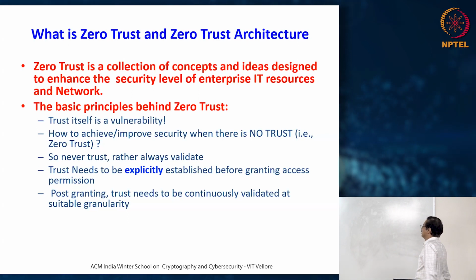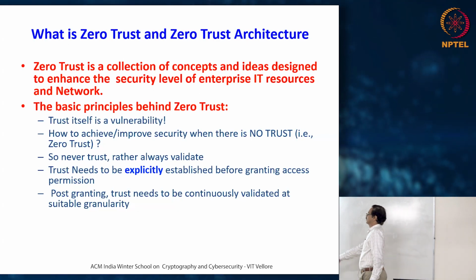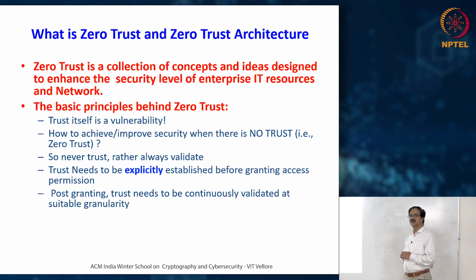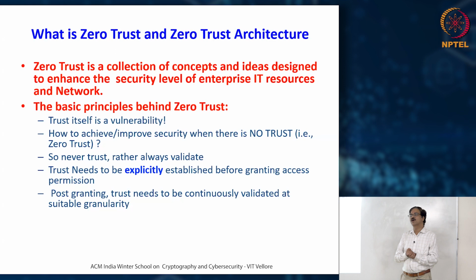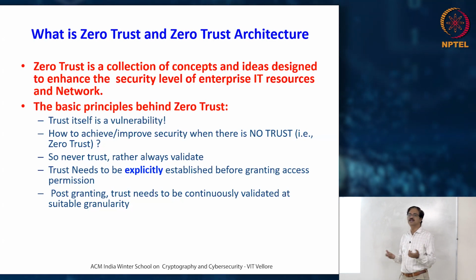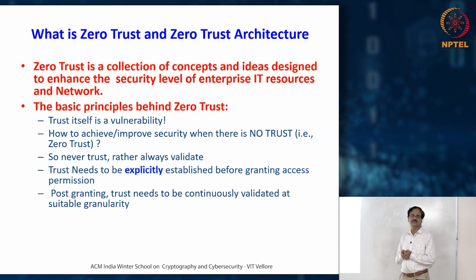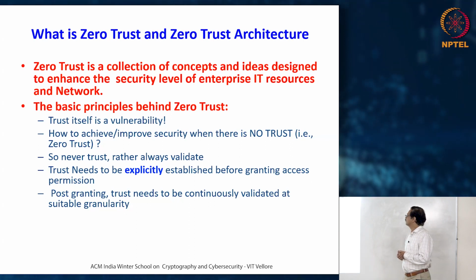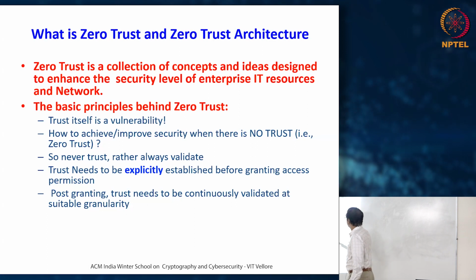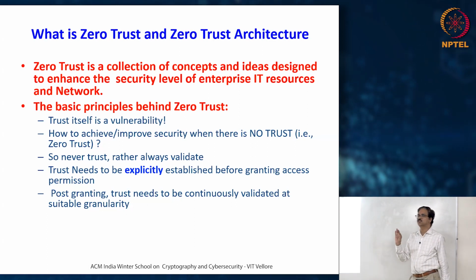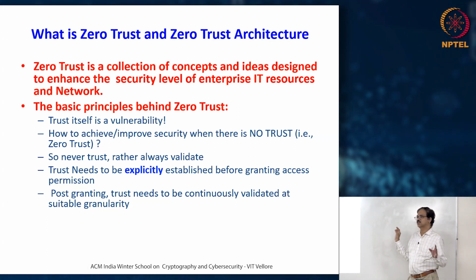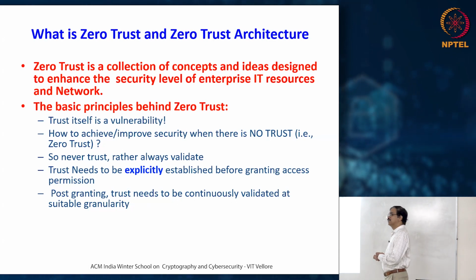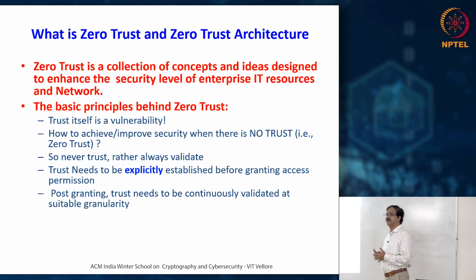Yeah. This is the preliminary point in zero trust. Trust is a vulnerability. Okay? You can't just trust. So what do you do? But how do you build security without trust? How to achieve or improve security when there is no trust is the old question that zero trust architecture is trying to elaborate. So never trust, rather always validate.